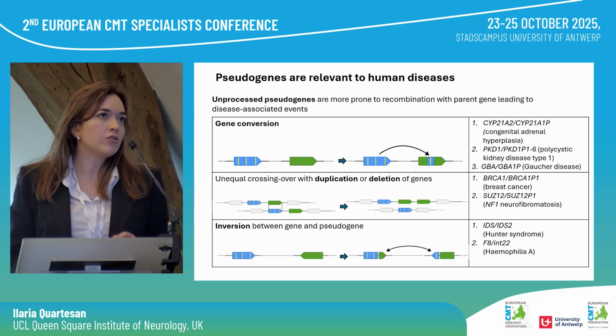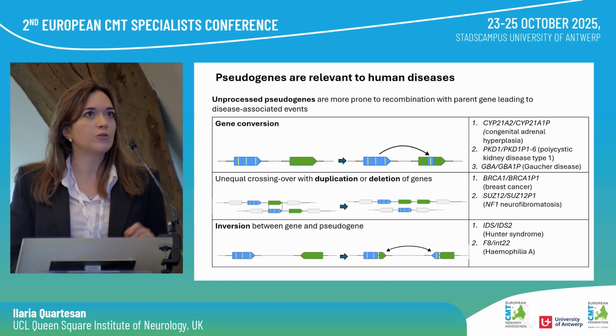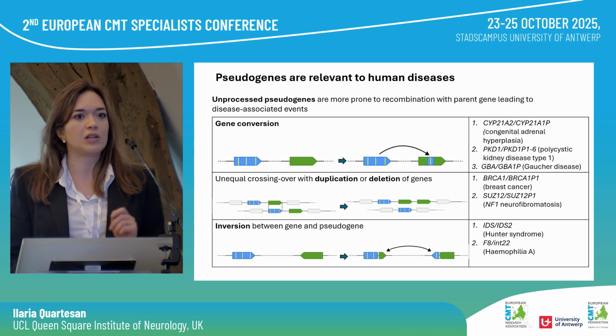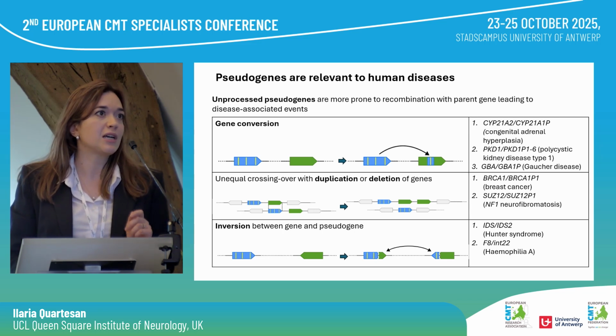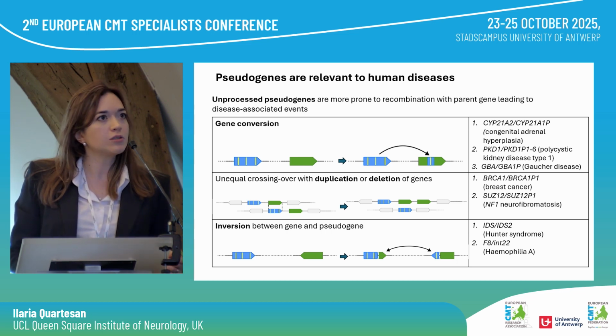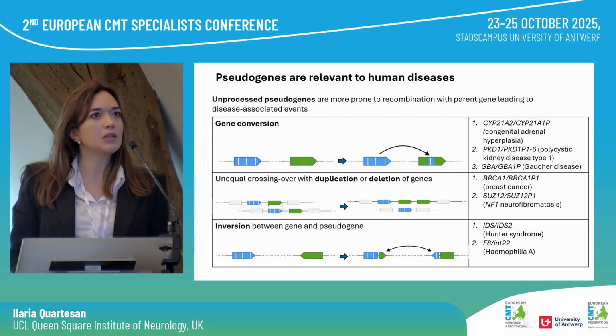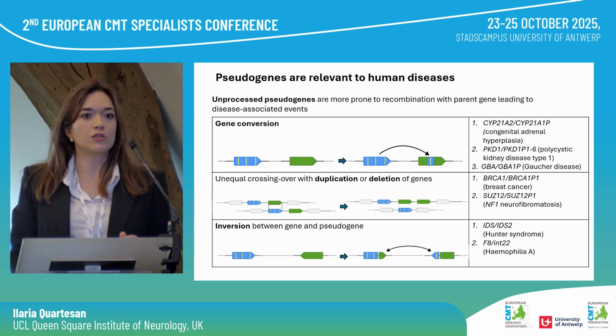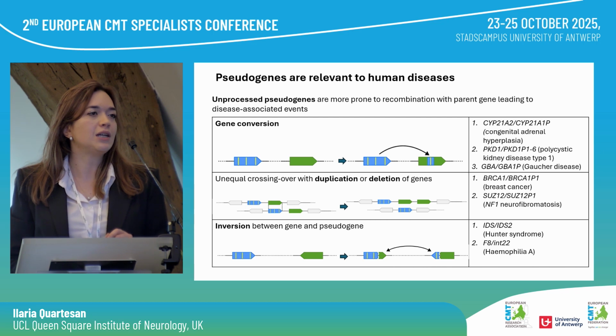It is this high homology that makes them more prone to recombination with the parent gene, leading to potentially pathogenic events. Those are gene conversions, where short segments are transferred from the pseudogene to the gene, unequal crossing over leading to duplication or deletion of the gene, and finally inversions, where segments of DNA are exchanged between the pseudogene and the gene without a copy number variation.